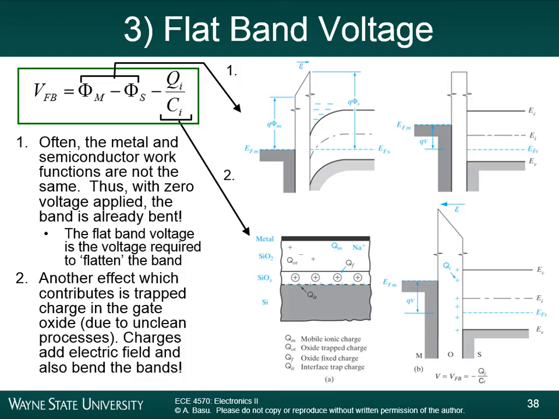Maybe you can write it down. Okay, so this number one up here was showing the situation where the metal and the semiconductor have different work functions. And then the example down here was showing a situation where they just have an interface charge. So in this example, the metal and the semiconductor work function were the same, but the interface charge was causing the shift. It's a little confusing. I'm sorry about that.